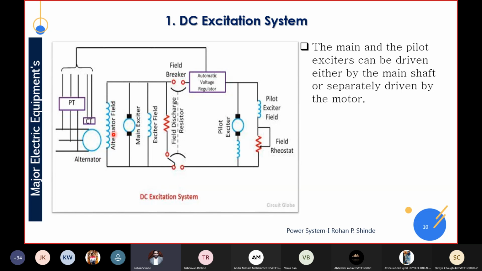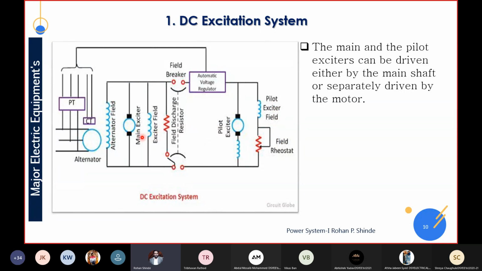Now see here, alternator winding is there, main exciter is there, right? See here, this main exciter is having main exciter winding. Similar way, pilot exciter having pilot exciter winding, and across the pilot exciter, field rheostat is there, right? Why is this field rheostat there? To limit the current value. Okay, we have already told you what a rheostat is. Rheostat is required to limit the current, right? So see here, in the pilot, field rheostat is connected in series.